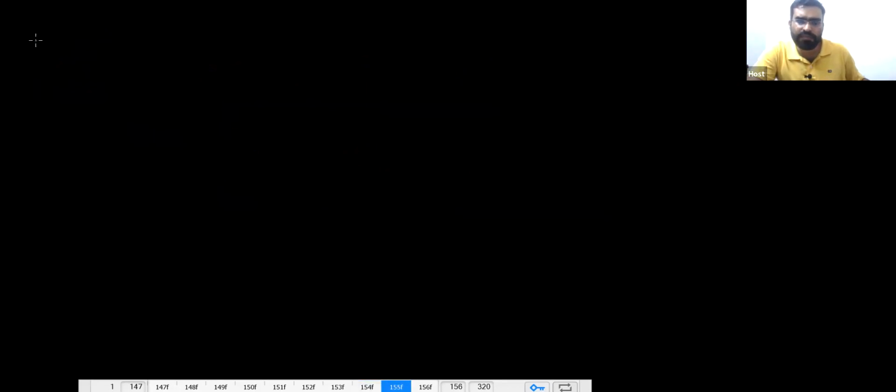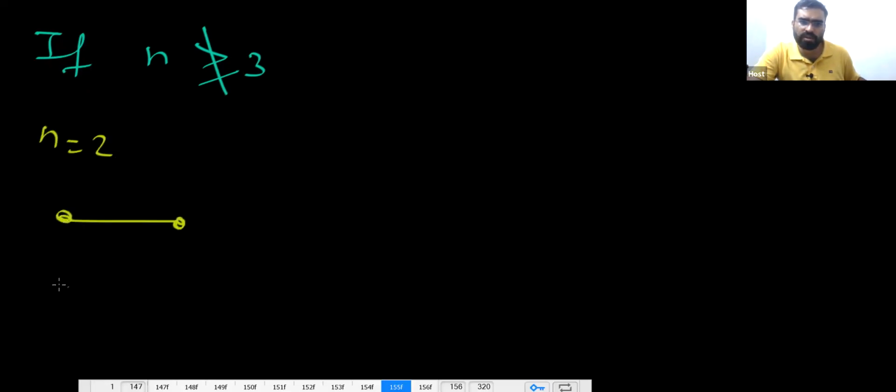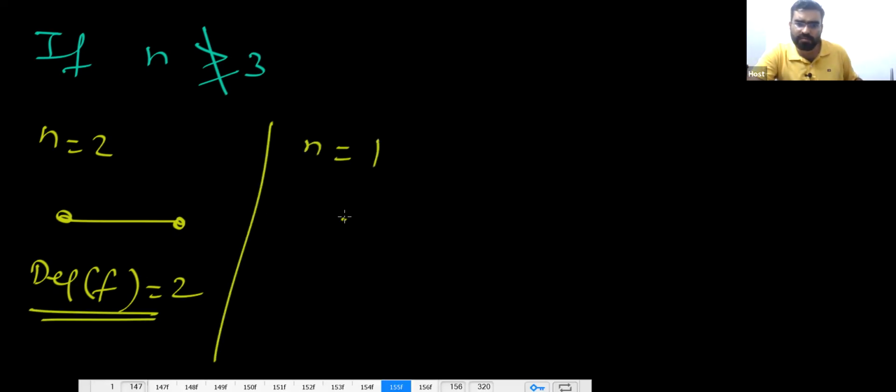But remember, if n is not greater than equal to 3, then you can notice that, for example, if n is equal to 2, then what is the degree of this face? Degree of face is 2. There is only one face, and its degree is 2. Similarly, if n is 1, then what is the degree of face? Now the degree of face will be 0. Okay, so this is the idea.